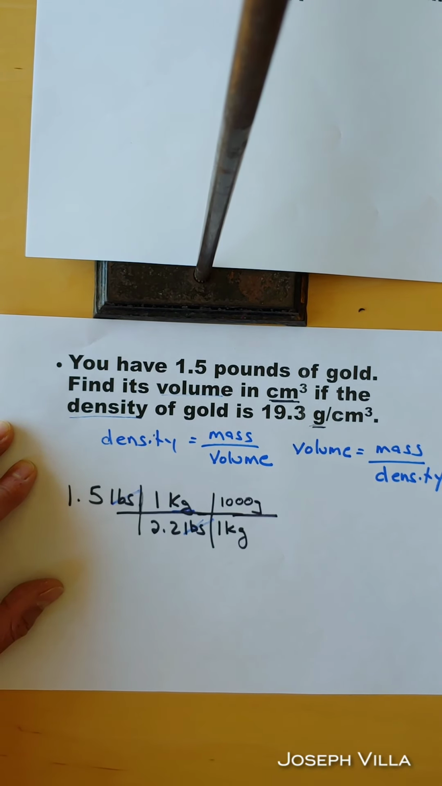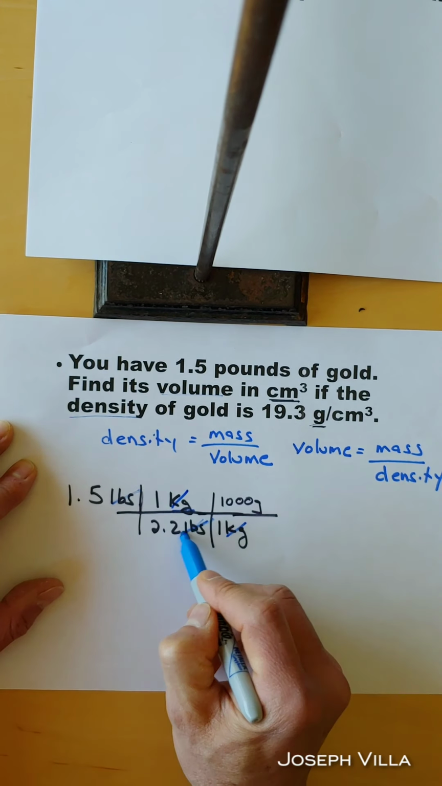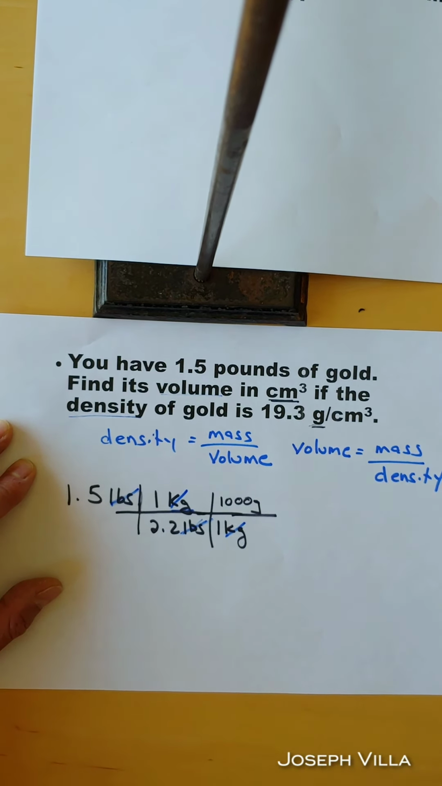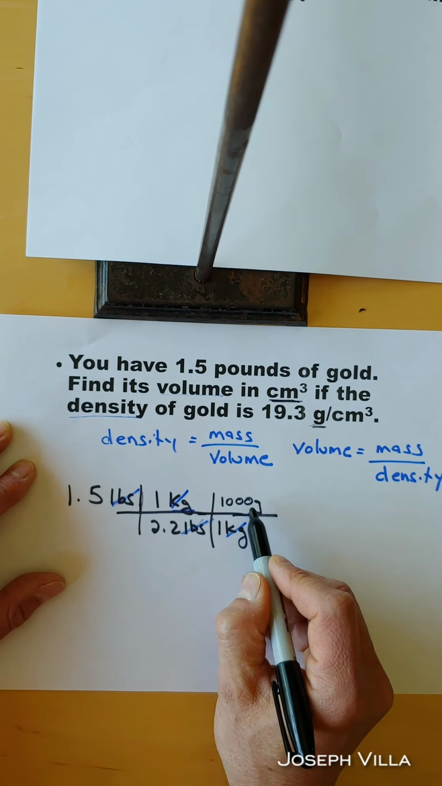So now I've gone from pounds. Kilograms have canceled with kilograms, pounds have canceled with pounds, and I'm in units of grams. And now my last step is to get into centimeters cubed, which is my volume. Well, I have 1,000 grams.